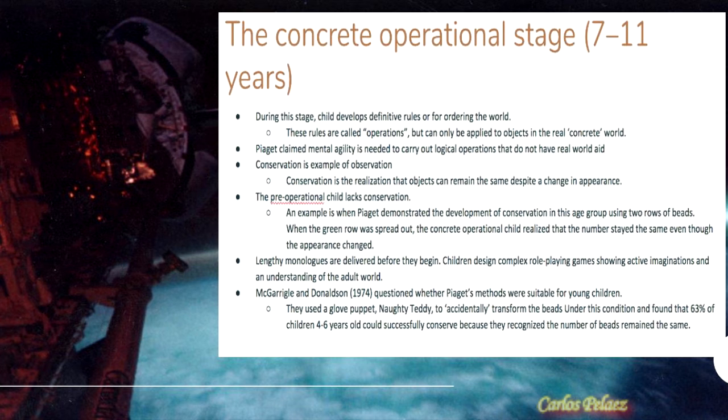Conservation is an example of operation. Conservation is the realization that objects can remain the same despite a change in appearance. The pre-operational child lacks conservation. An example is when Piaget demonstrated the development of conservation in this age group using 2 rows of beads. When the green row was spread out, the concrete operational child realized that the numbers stayed the same even though the appearance changed.